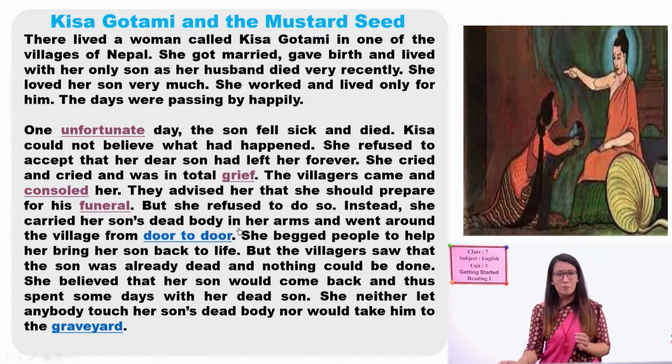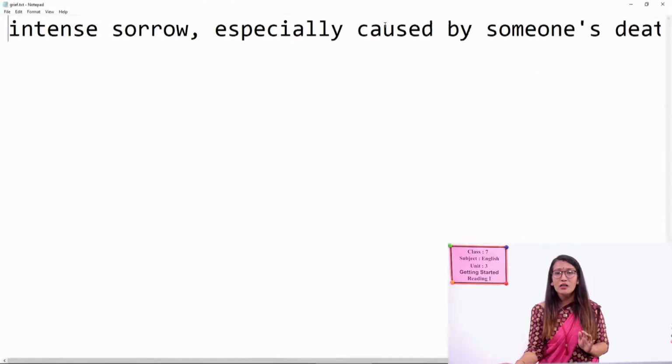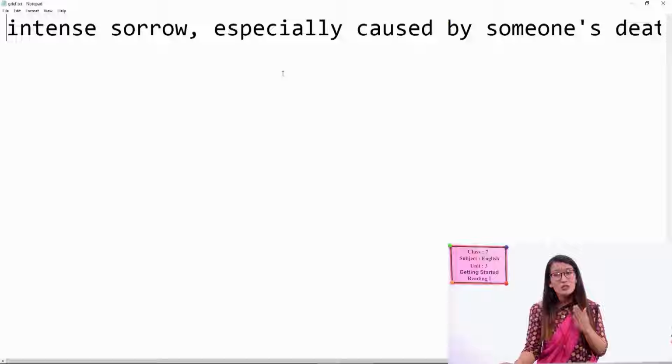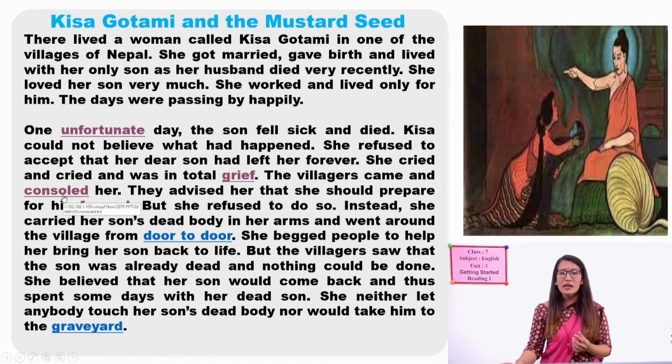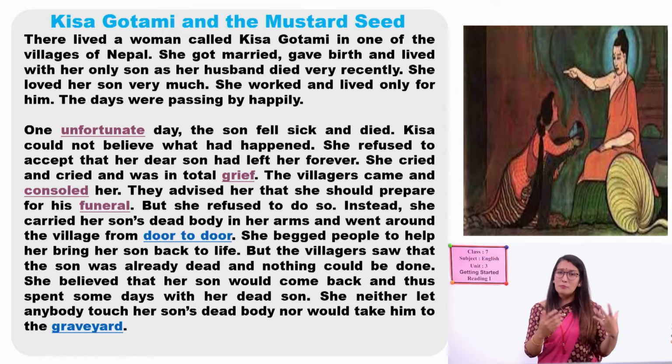Okay. Now here is another word, grief. Let's read the sentence. She cried and was in total grief. What does this word mean? Look, intense sorrow, especially caused by someone's death. Whose death was there? Kisa's son. So she was crying and she was in grief. In the same way, consoled. The villagers came and consoled her. Look, the villagers came and said, Kisa, it's okay. People die. Don't cry so much. That is consoling. Okay?